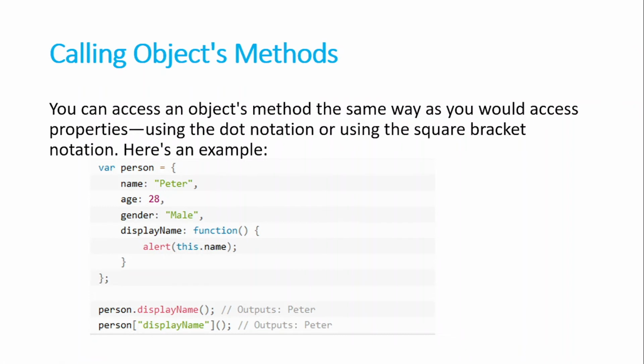And for calling an object's method, we'll be using the same thing, but if it is a method, then we have to specify the parentheses. If it is a property name, we don't specify the parentheses. If it is a function or a method, then we have to use the brackets. Now you can see displayName is a method, and we are accessing that method by using person.displayName and parentheses. If you're using square bracket notation, then you specify the name in square brackets, and after that you can execute that function or method by adding parentheses after the square bracket.